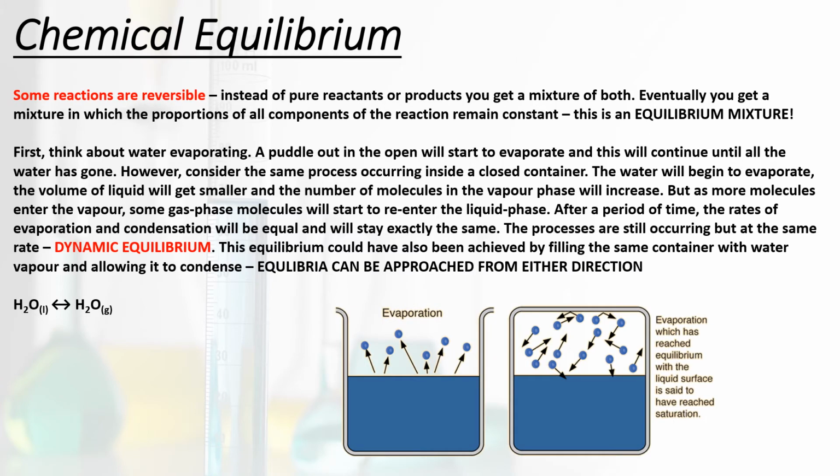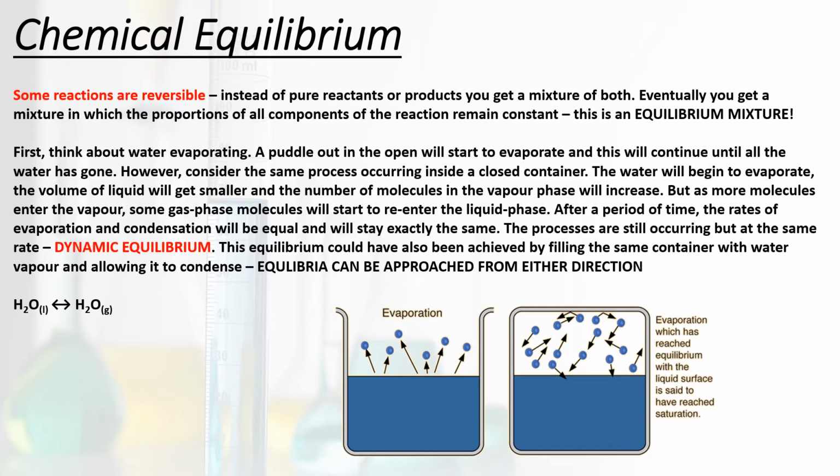So some reactions are reversible. Instead of having 100% reactants or 100% products, we end up with a mixture of both. And eventually we get a mixture in which the proportions of all components of the reaction remain constant. So whatever proportion we have of reactants and products, it remains the same. And this is what we call an equilibrium mixture.